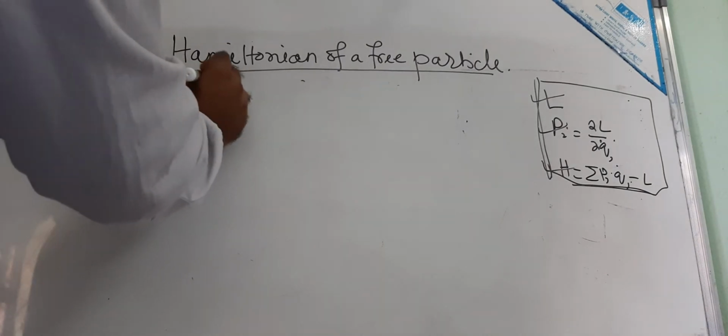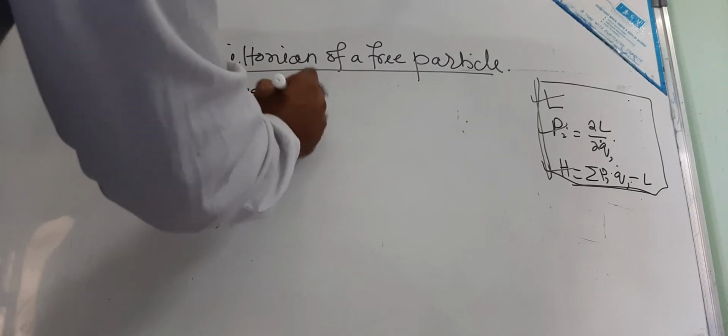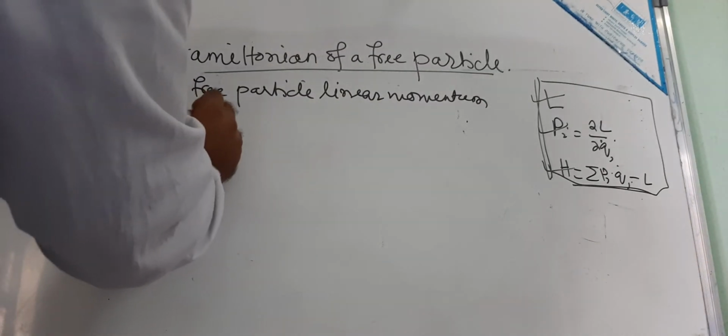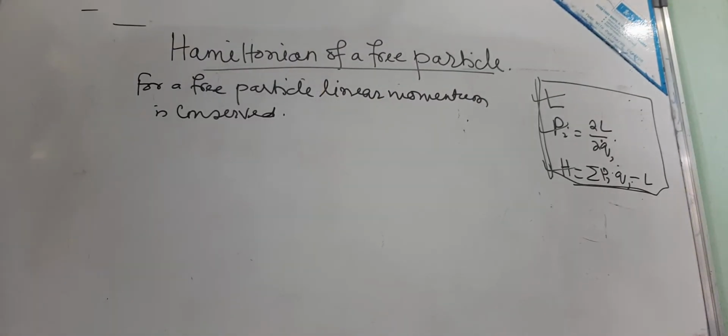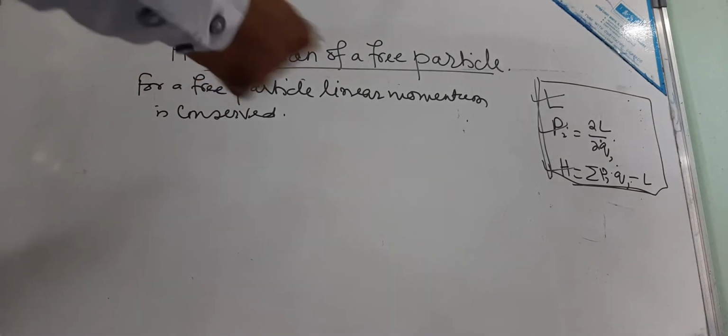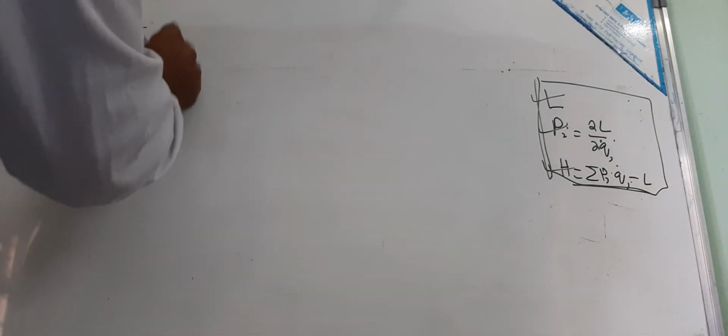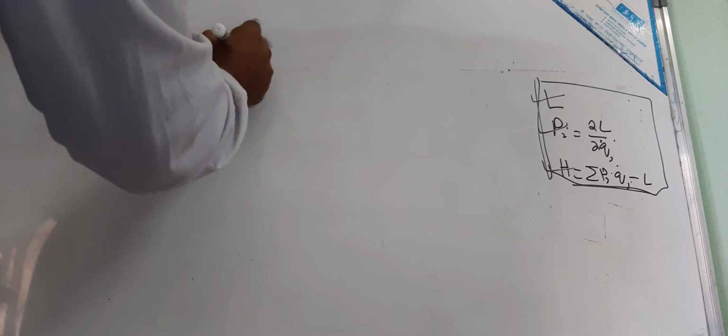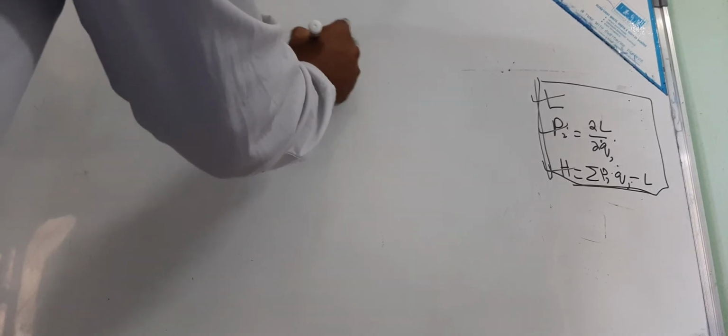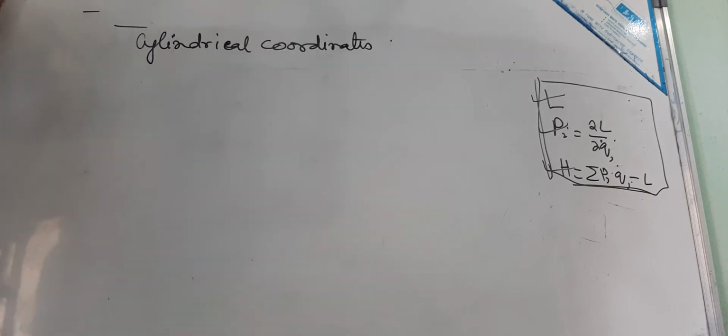So what we get is that for a free particle, linear momentum is conserved. So the linear momentum of a free particle is conserved. Let us come to the case of the cylindrical coordinates. So in cylindrical coordinates, we will find out the Hamiltonian.